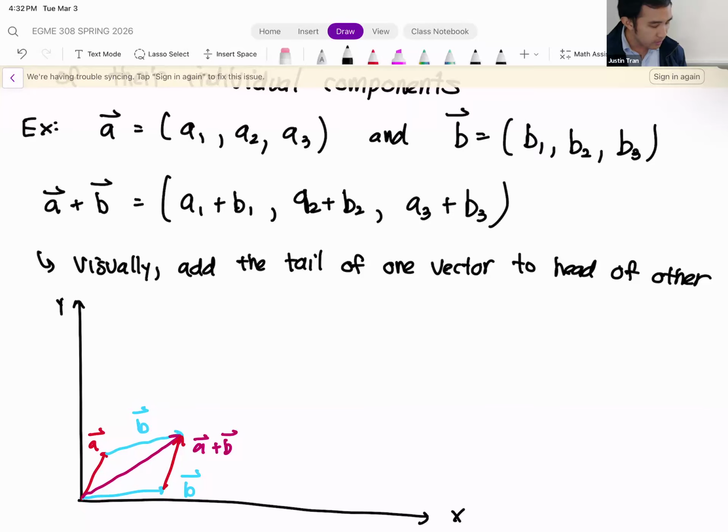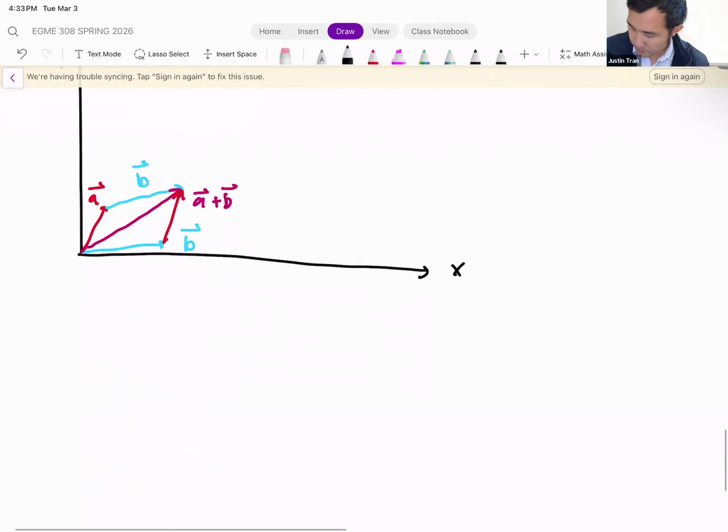All right, any questions on vector addition? Okay. All right. So the next basic operation that we'll do is scalar multiplication.